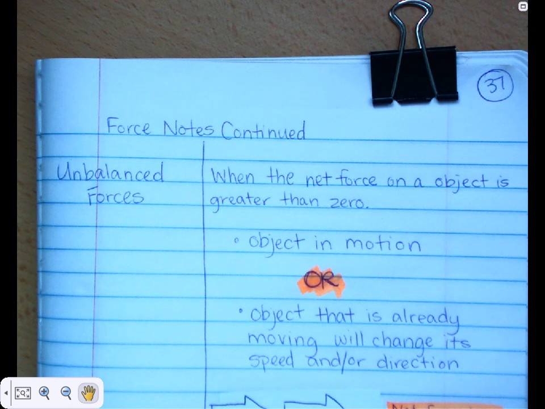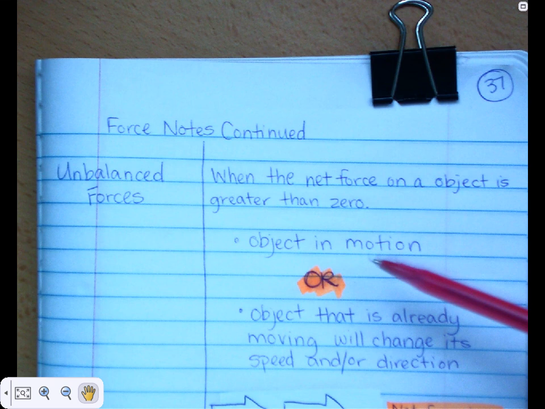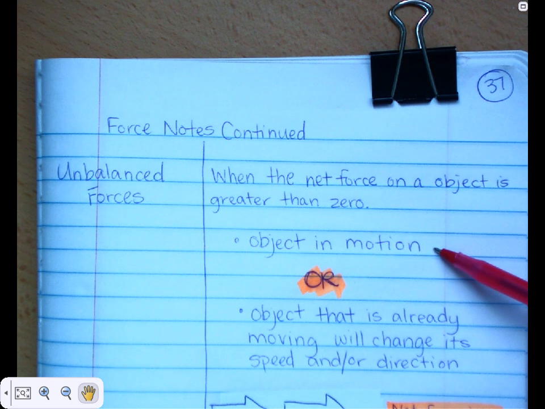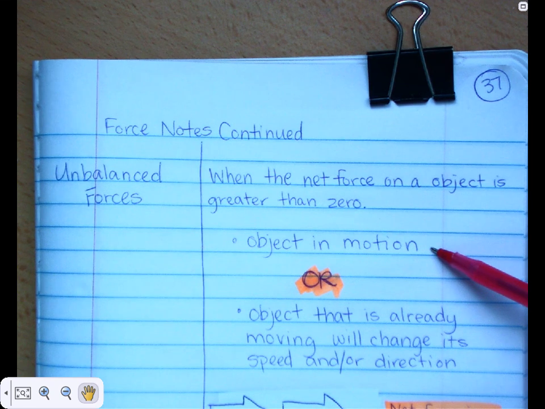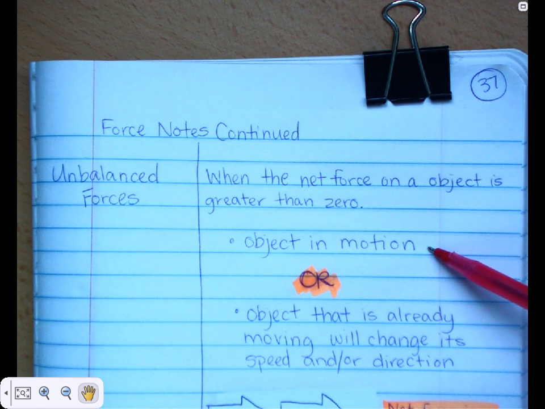Object in motion. When I was pushing with more force than Brian, he fell backward. When I took my force away, he fell forward. Okay, so that is an unbalanced force. When you're standing there pushing with equal force, there was no motion, which means it was a balanced force.